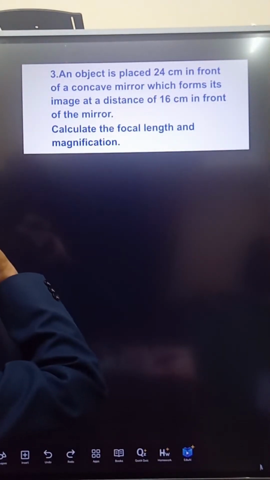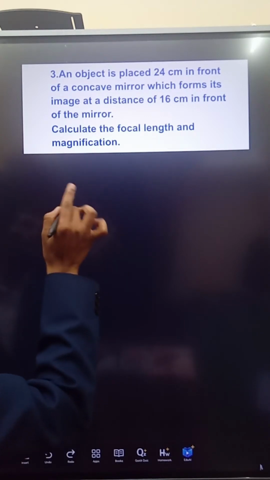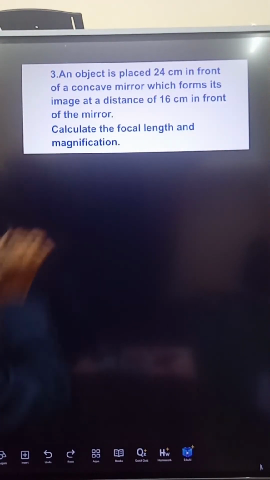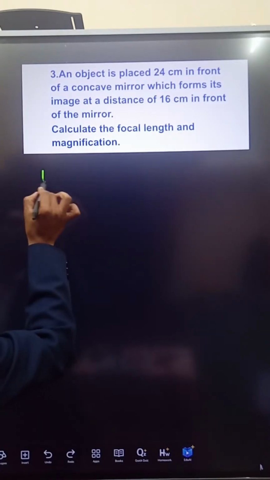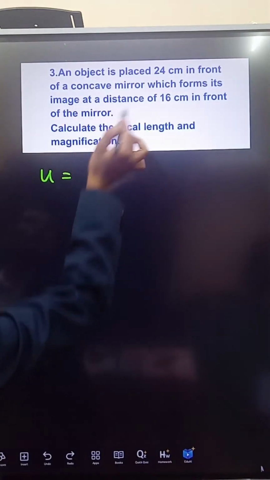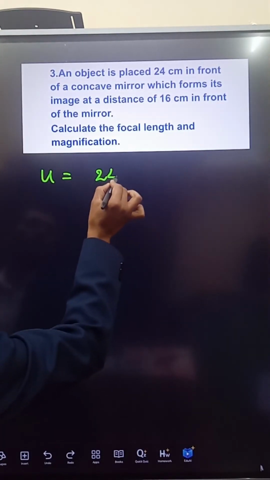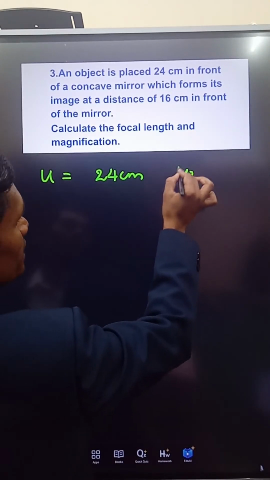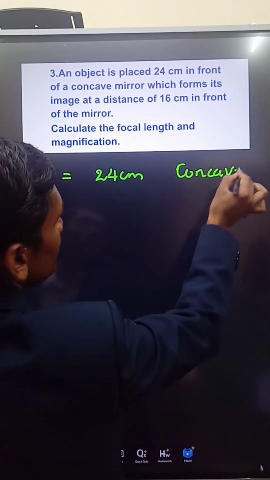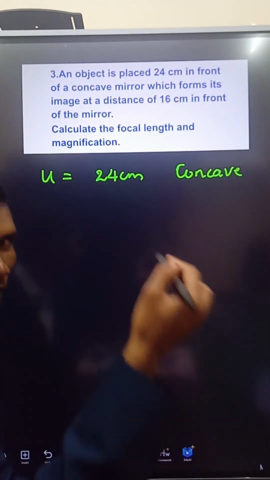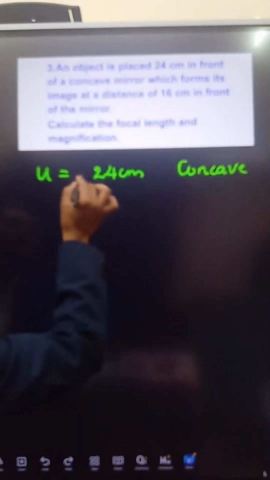An object is placed 24 centimeter in front of a concave mirror. I'll give you a hint, you try like that. So what is here? Object distance is given, right? U is equal to 24 centimeter, you write first. How to take the value? If it is concave, or convex, it will always be negative.